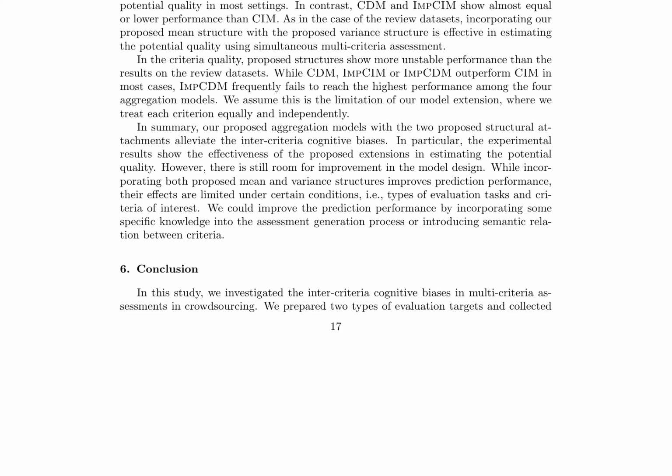While CDM, IMP-CIM, or IMP-CDM outperforms CIM in most cases, IMP-CDM frequently fails to reach the highest performance among the 4 aggregation models. In summary, the proposed aggregation models alleviate the intercriteria cognitive biases, particularly in estimating the potential quality. However, there is still room for improvement in the model design. Incorporating specific knowledge into the assessment generation process or introducing semantic relations between criteria could enhance prediction performance.